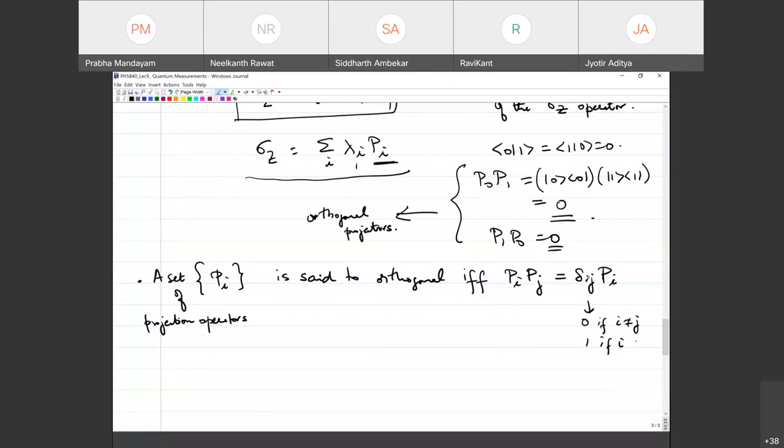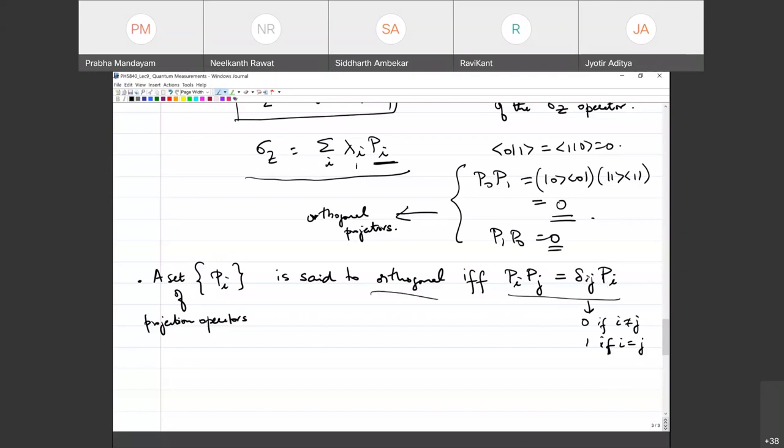So if i is equal to j, this is like multiplying the same projection twice, right? And you know P squared is P for every projection operator. Every P_i in this set must satisfy P_i squared is P_i. But when i is not equal to j, this should vanish. This product should vanish if they are orthogonal projectors.